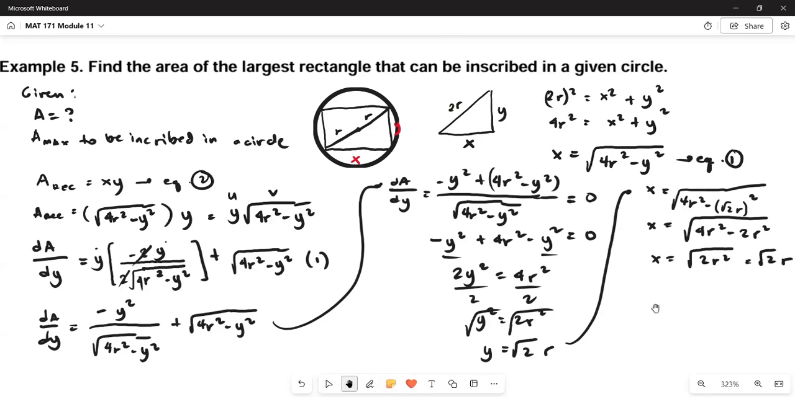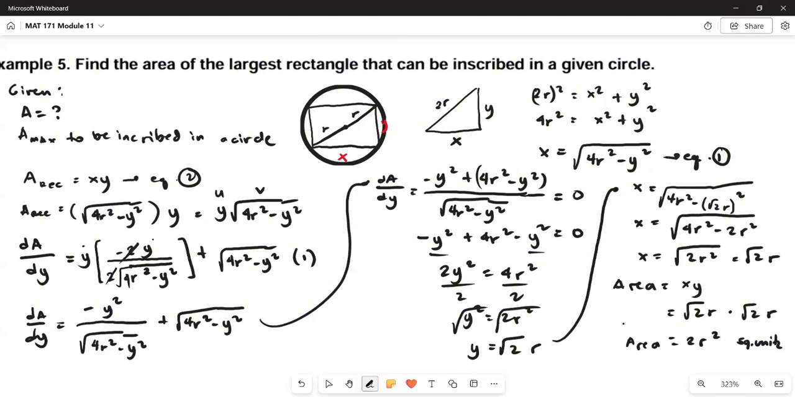Okay, so equal na naman yung x and y natin. So therefore, area is equal to x times y is equal to square root of 2r times square root of 2r. Ang ating area, largest area ng rectangle natin is 2r squared square units. So ito yung ating final answer.